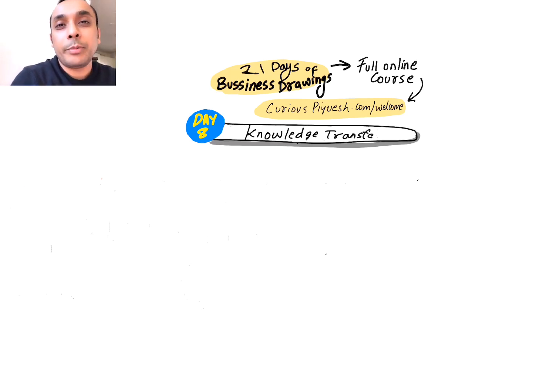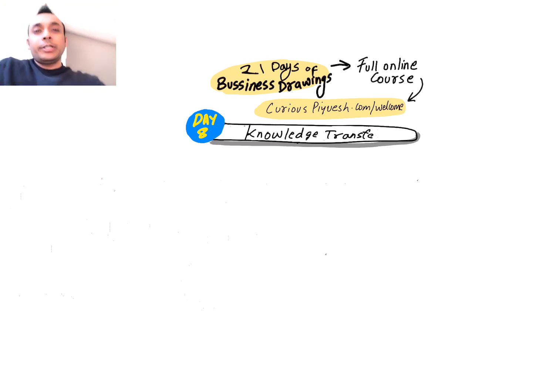A lot of times in companies you are attending training and they call it knowledge transfer. So let's see how we can depict knowledge transfer by simple business drawings. For this, the knowledge is going from one brain to another brain. So let's draw an open brain in a very dramatic way.